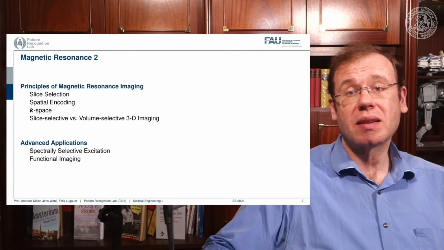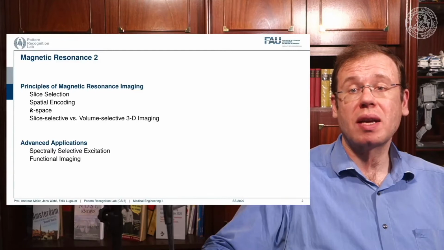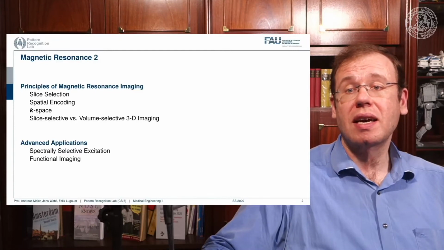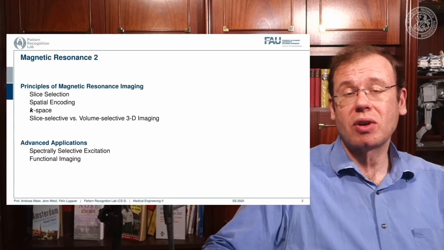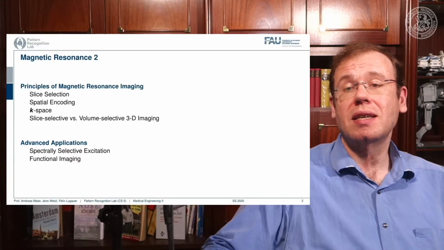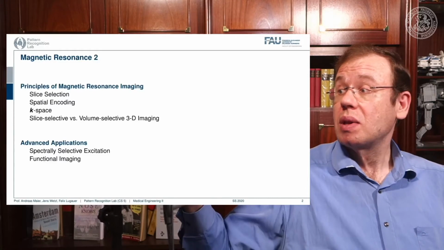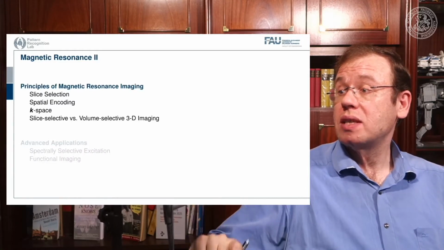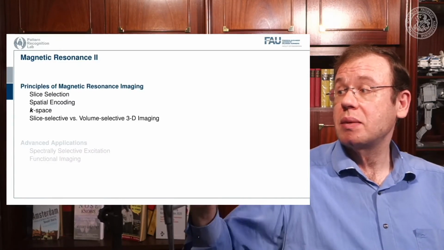And then in the second part of this video, we want to talk about advanced applications like spectrally selective excitation and functional imaging. This is already something that I hinted at in the previous video. So let's start talking about the principles of magnetic resonance imaging.